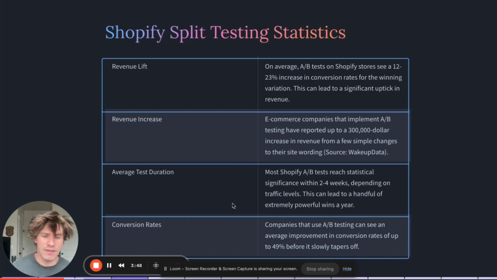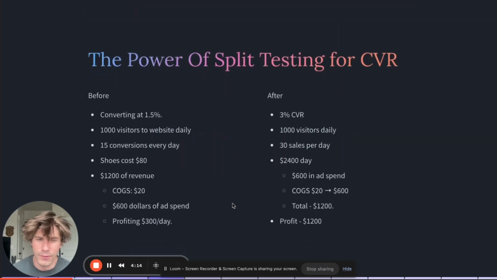Most A/B tests reach statistical significance within 2 to 4 weeks, depending on your store's traffic levels, which means you can get a ton of massive wins per year. We're going to walk through all of this, how to actually analyze your test, how to know when to stop it, and how to determine those winners. Companies that use A/B testing can see an average improvement in conversion rates of up to 50% or 49% before it slowly tapers off. So they're very powerful.